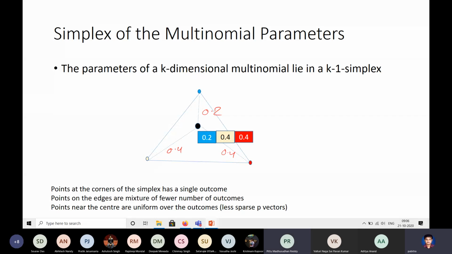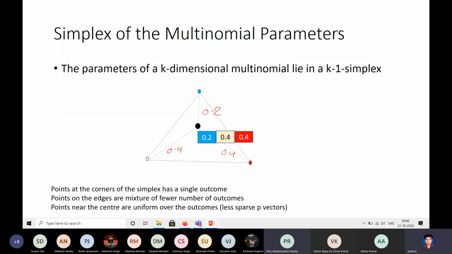So this triangle is called a simplex, a three-dimensional simplex. In fact, it's called a two-dimensional simplex because the third parameter is actually not independent. If you have fixed the first two parameters, because they add up to 1, the third parameter is fixed. So this is basically a two-simplex. Similarly, a k-dimensional multinoulli can be represented as a (k-1)-simplex. You can think of it as a triangle.